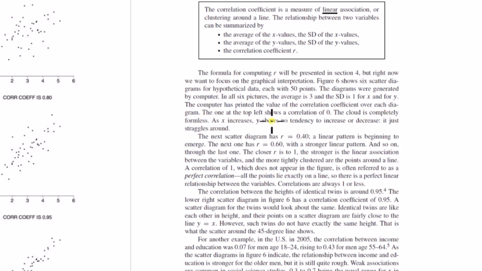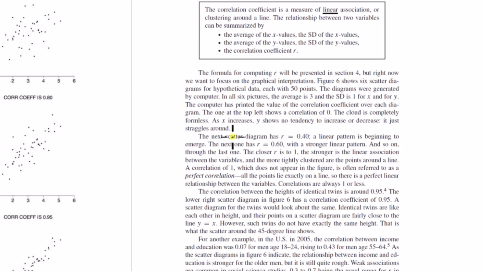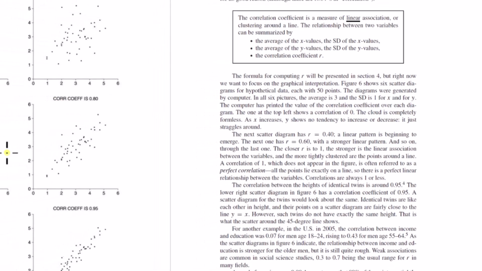The one at the top left shows a correlation of 0. The cloud is completely formless. As x increases, y shows no tendency to increase or decrease. It just straggles around.